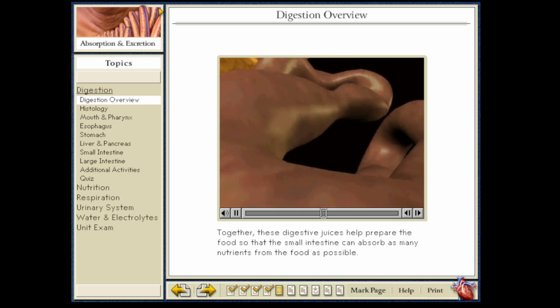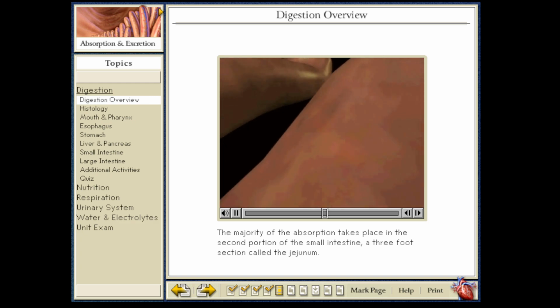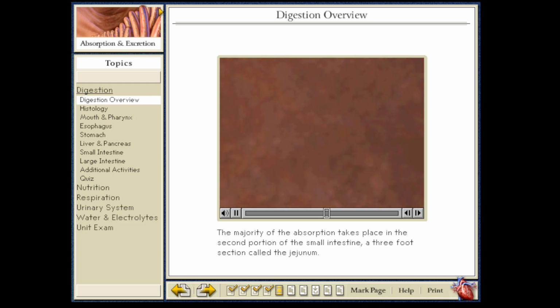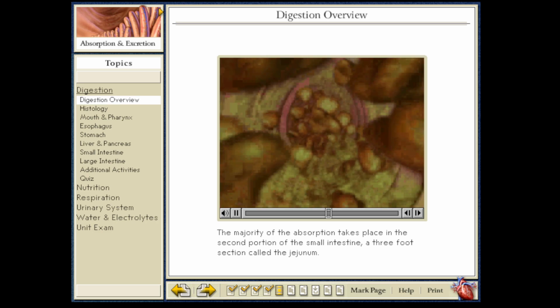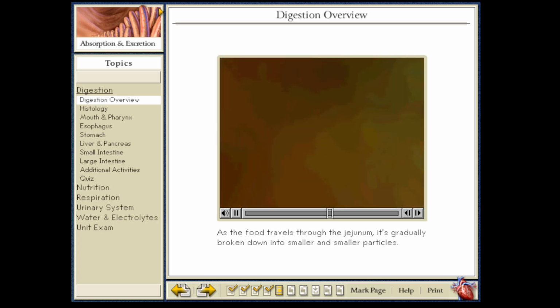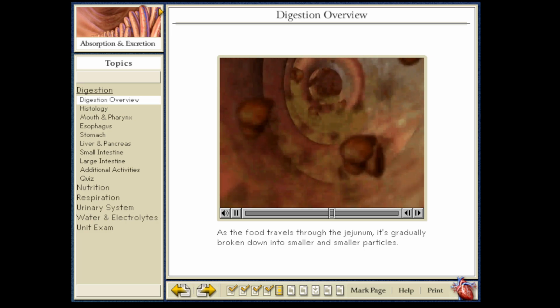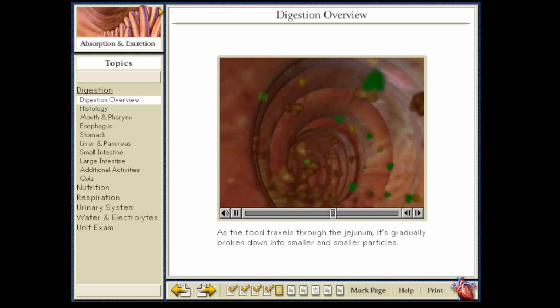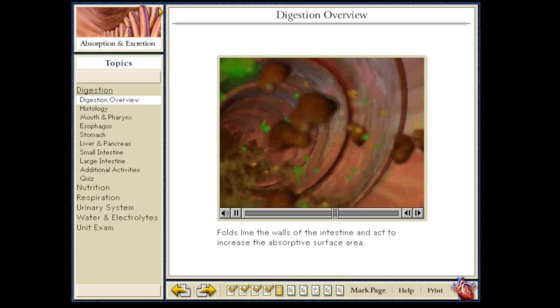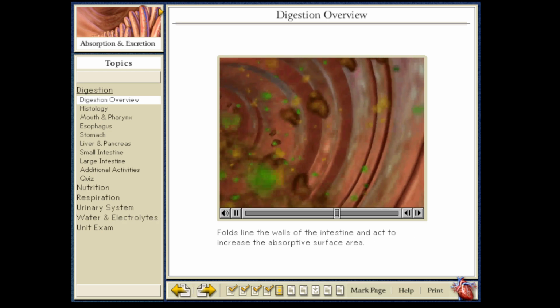The majority of the absorption takes place in the second portion of the small intestine, a 3-foot section called the jejunum. As the food travels through the jejunum, it's gradually broken down into smaller and smaller particles. Folds line the walls of the intestine and act to increase the absorptive surface area.